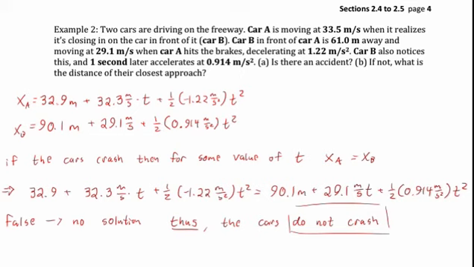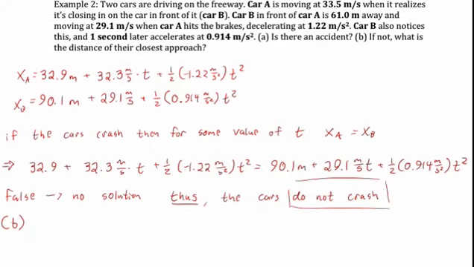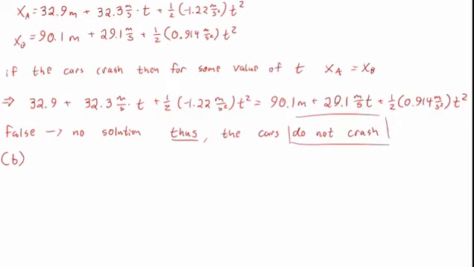Okay, so now let's move on to part B, which should just be a natural follow-up because it says, okay, well, they haven't crashed, so how close did they get? What is their closest approach? So let's think about how we would solve that. What I really want to think about here is a function that describes the gap between them, all right? So we're going to call this a distance function representing the gap between the cars.